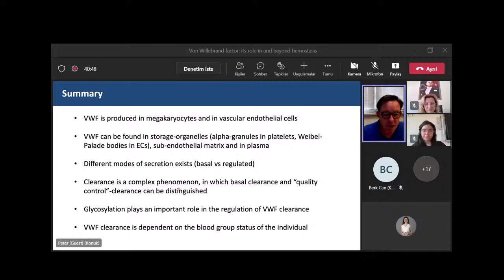When we then go to clearance, it's a rather complex phenomenon in which many receptors are involved, and in which we can also distinguish basal clearance and quality control clearance. And especially glycosylation plays an important role in the regulation of VWF.